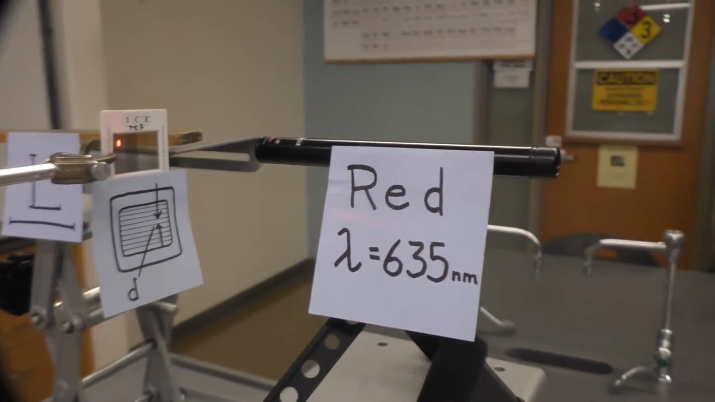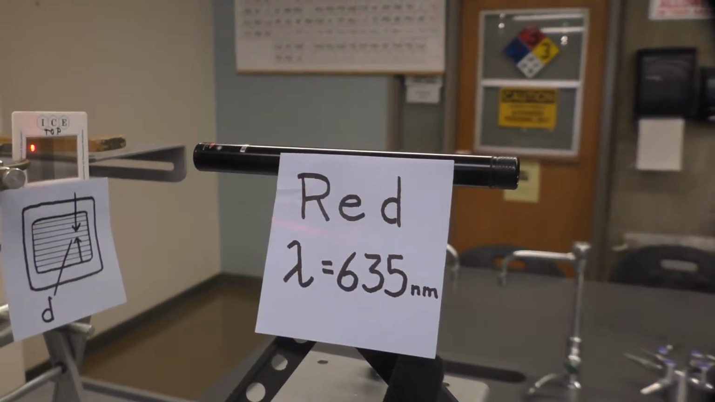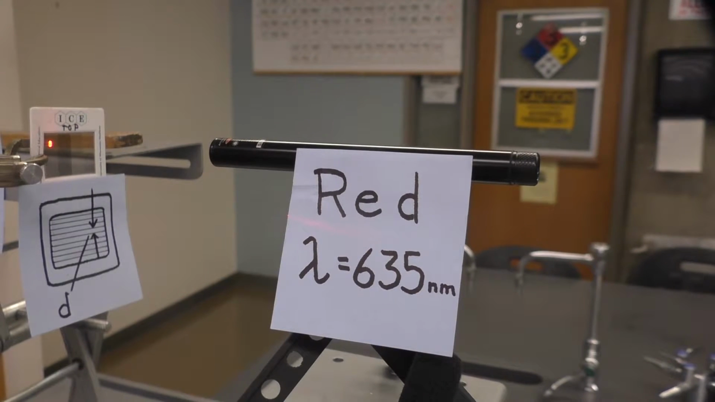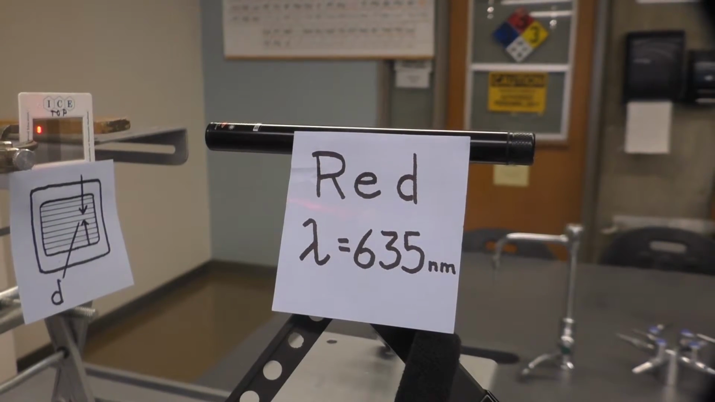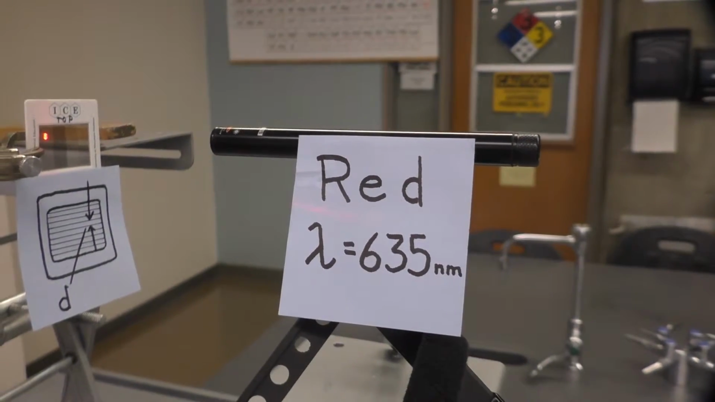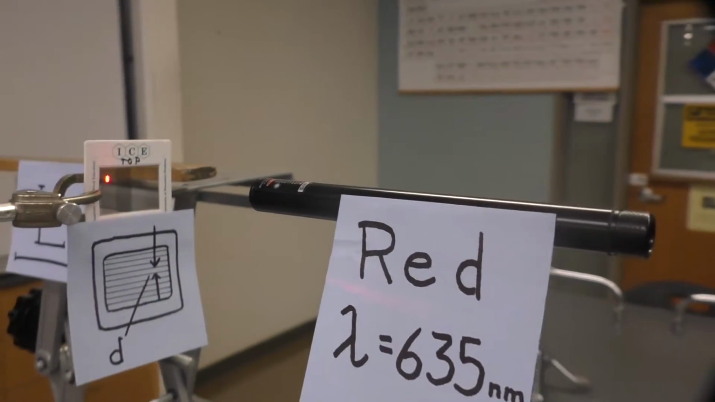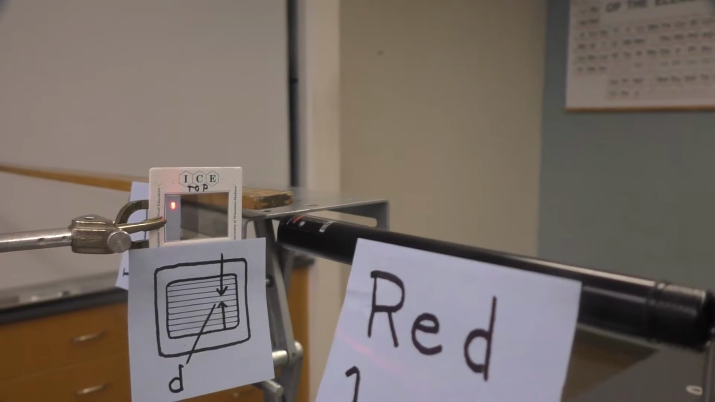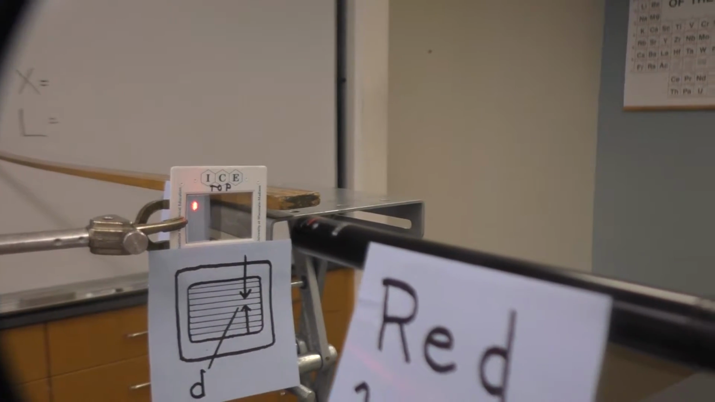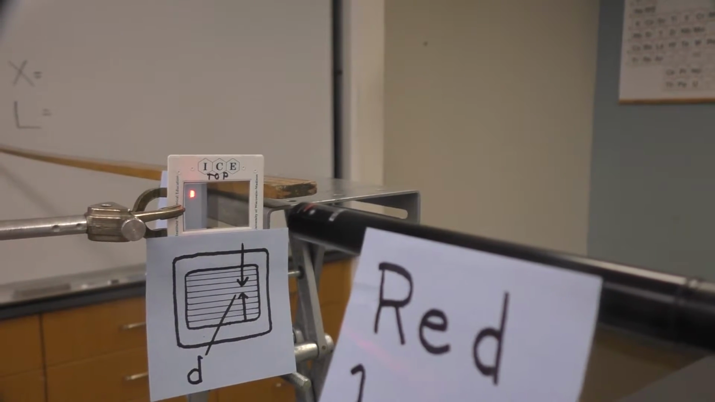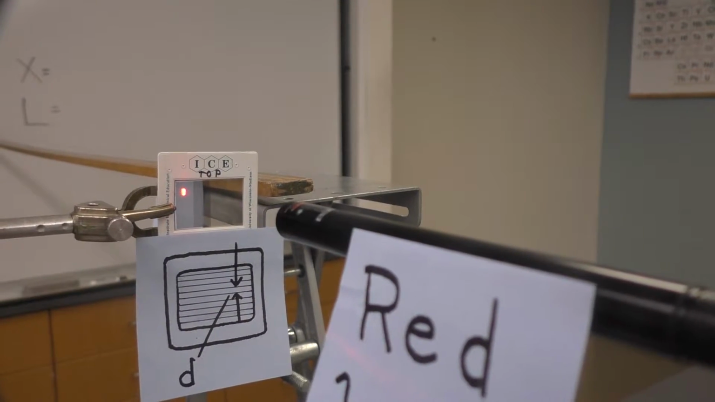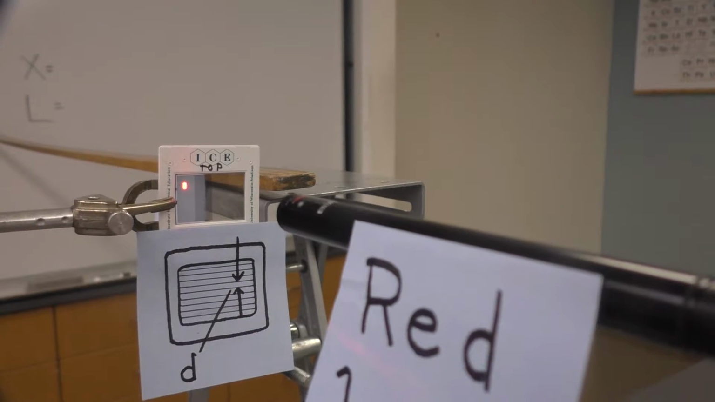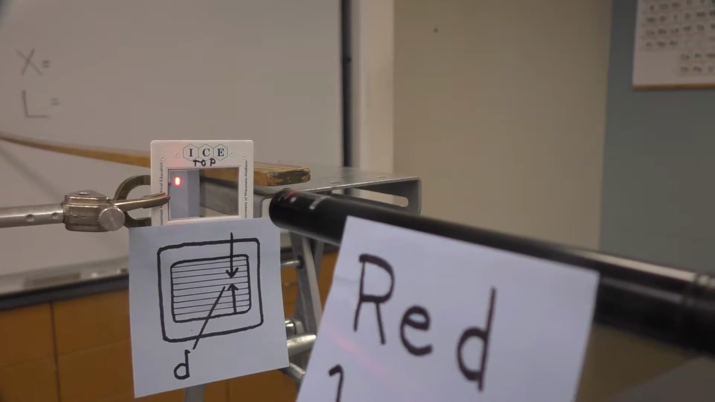One of the first things is the light source, and that's a little pen laser. This one happens to be red. So the wavelength for the red laser is 635 nanometers. And that is shining through a little photographic slide that has little lines ruled on it that are too closely spaced for you to see with the naked eye. And we're going to try and figure out what is the distance D between those little lines on the slide.